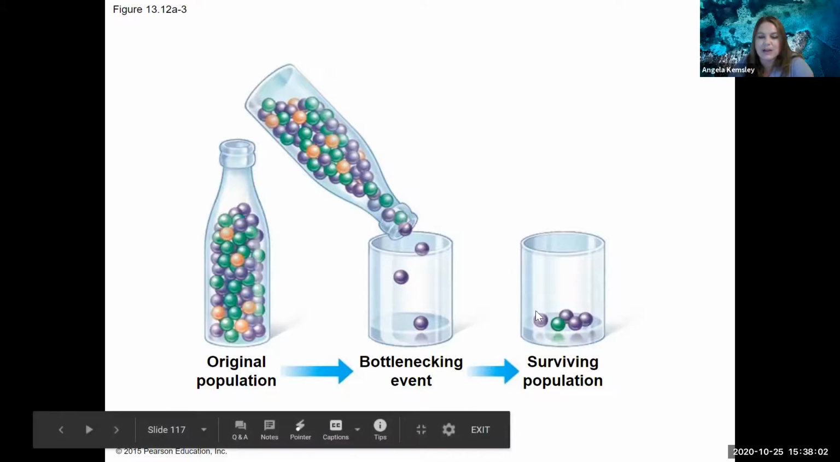And now take a look. Out of that surviving population, we have 4 purples and 1 green. So this does not represent the original population at all. That's the idea of the bottleneck effect.